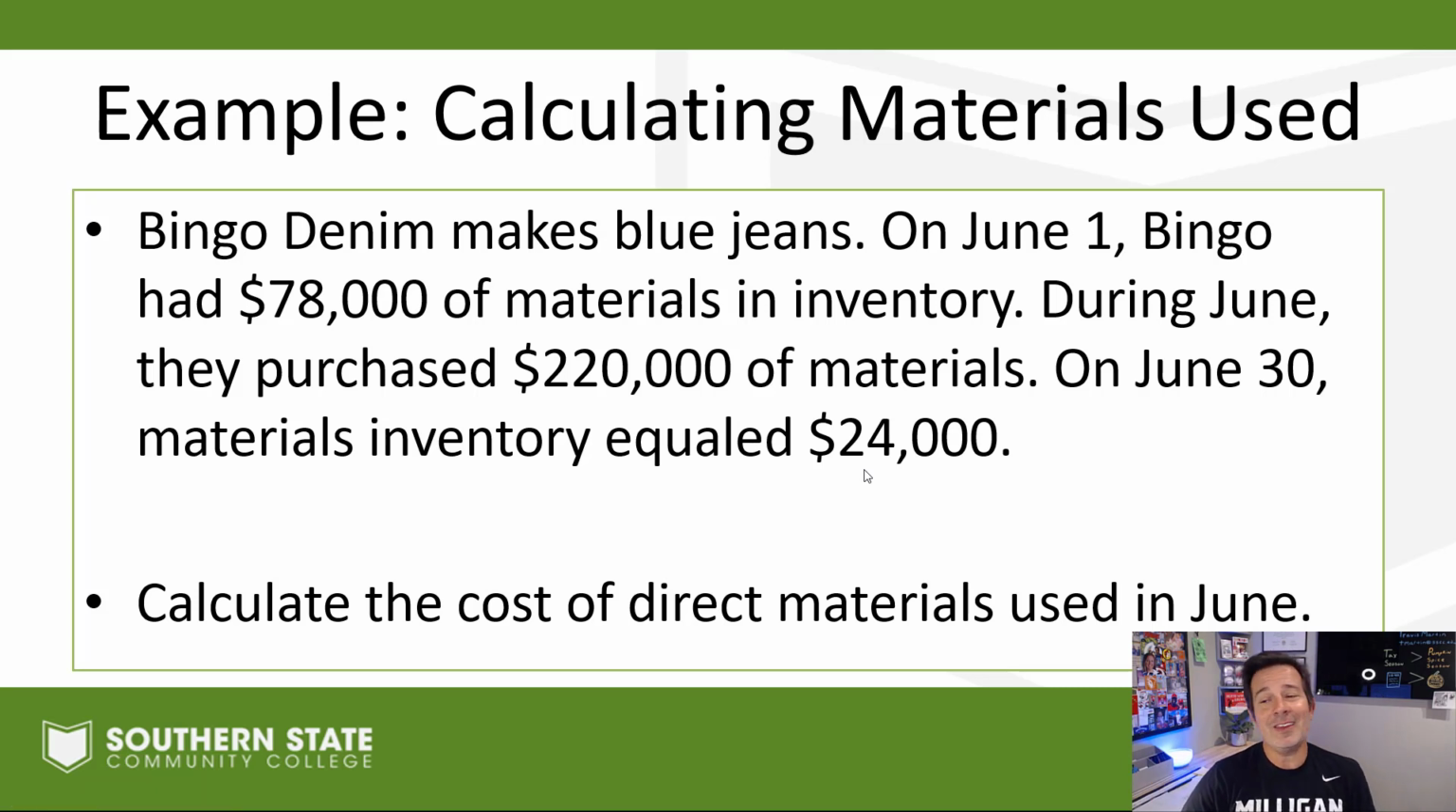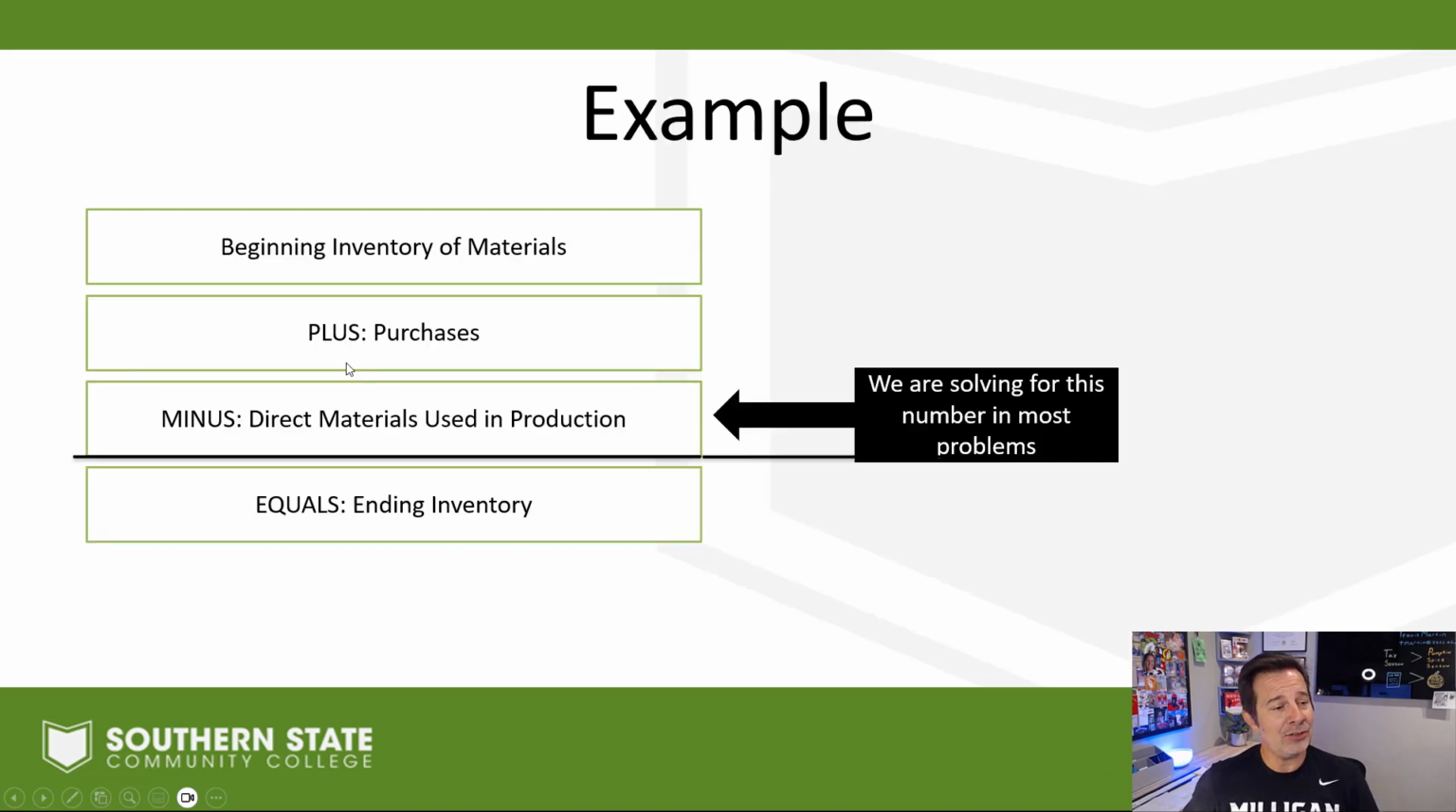Maybe they made the world's largest pair of jeans and cranked out one pair of jeans. And more than likely, they made a bunch of normal, regular sized jeans. All right. And so our goal is to try to figure out the cost of direct materials that they used up. Go back to that calculation I showed you.